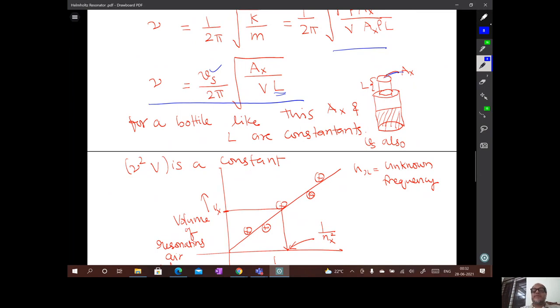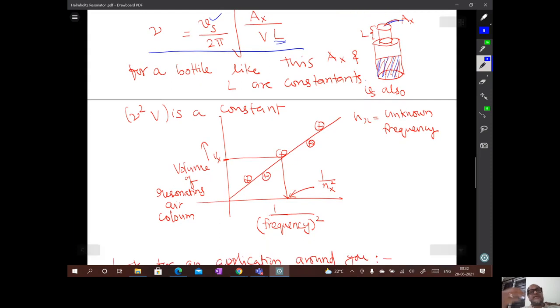Only V is the variable there. V is varying by varying the amount of water, right? So this is what we are going to see in my demonstration. We are draining out water. Okay, so if you look at that, everything else is a constant, then you can easily see that nu square V is a constant, right? You square on both sides, so everything is a constant divided by V, so nu square into V is a constant.